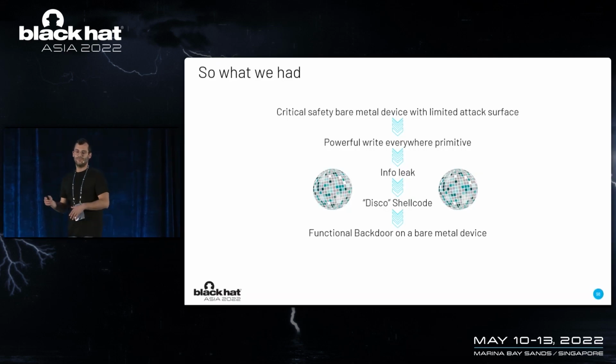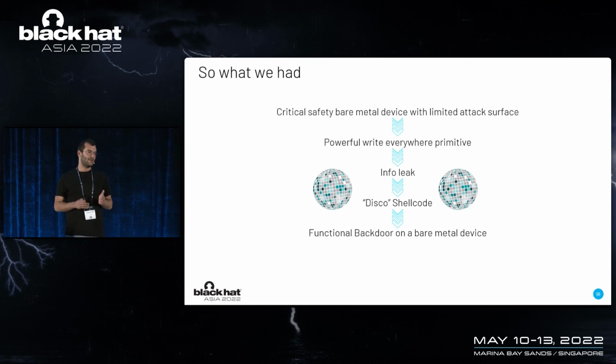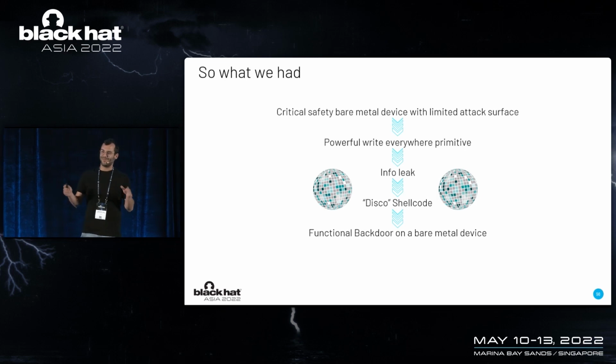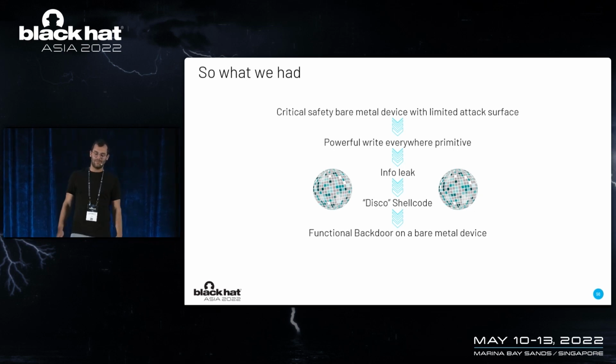And just to remind us all what we had here, we started with this critical safety device with really limited attack surface, right? Not such a complex attack surface. And then we had this write-everywhere primitive, which we escalated to an InfoLeak. Later, we escalated to the Disco shellcode that Shaked worked on for more than a month, almost every day trying to solve the issue. And later on, we constructed this functional backdoor on this bare metal device.